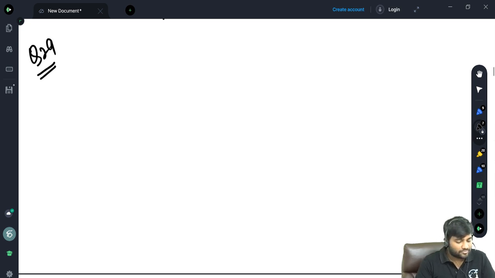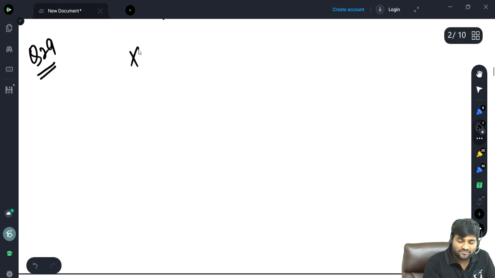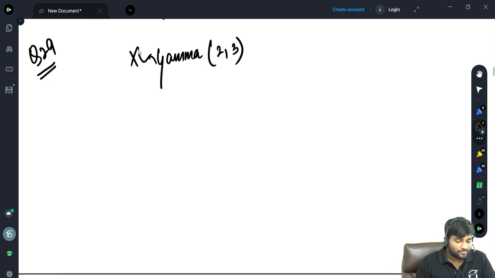Yes. So we are given that X follows gamma 2, 3. Now Jinisha, you tell me, if X is following gamma 2, 3, then how can we convert this to a chi-square? What will follow chi square what?